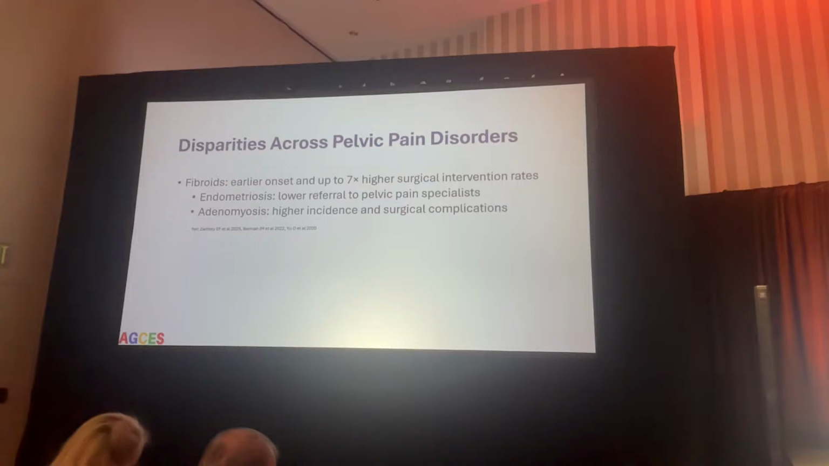In a large integrated health systems analysis, Black women were more likely to receive pain medicine and surgery, but were referred to pelvic health centers at lower rates, 14.9% versus 18.4%. This suggests that differences are not purely biological, but involve access, referral patterns, and possibly provider bias and system-level barriers.